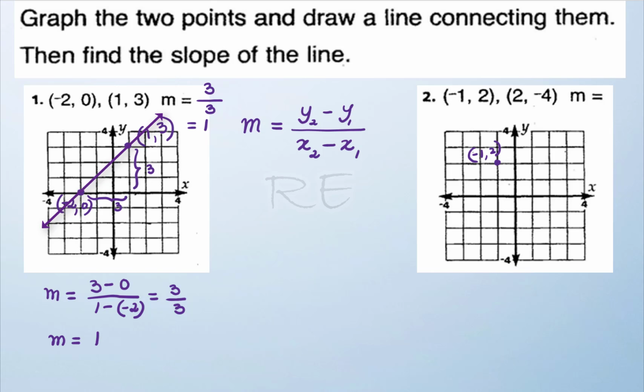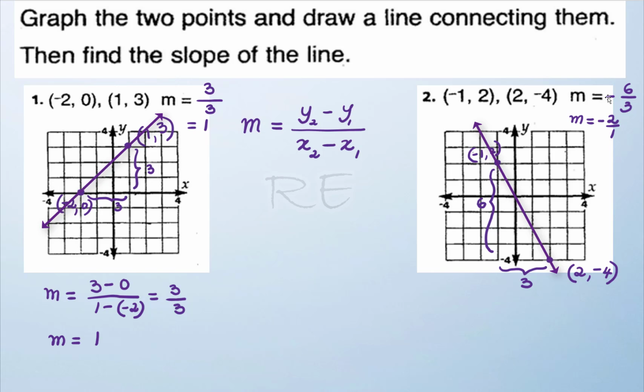Now the points (-1, 2) and (2, -4). We connect them. The vertical distance is 6. The horizontal distance is 3. The line is falling from left to right, therefore the slope is negative. So the slope is equal to -6 over 3, which is -2.